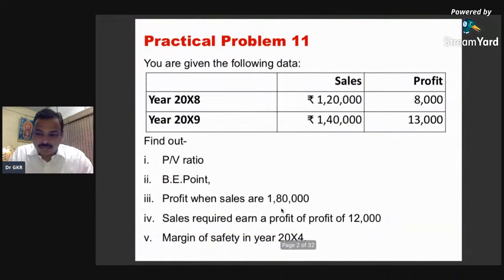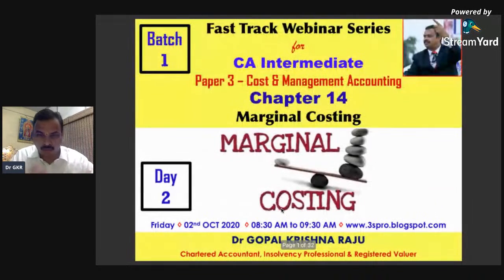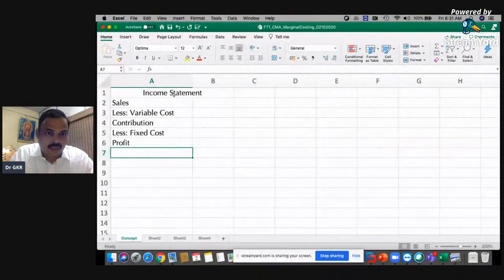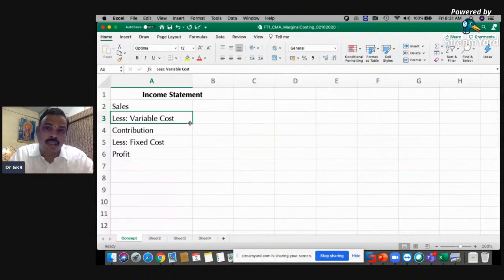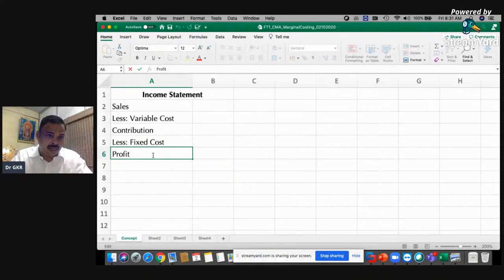Let me take a few questions. But before that, I'll just share with you a simple concept in marginal costing. After that, I'll jump into the question. This is an income statement. And all of us know about this, especially in the last week we did financial management, and there also it was the same. We had sales less variable cost, contribution less fixed cost, then profit, that is profit before interest and tax.